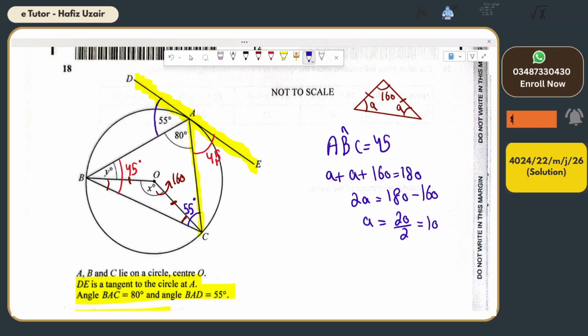The angle over here is 10. Now the angle over here is 10. So y will be equal to 45 minus 10, and that will actually produce 35. Let's paste this calculation.